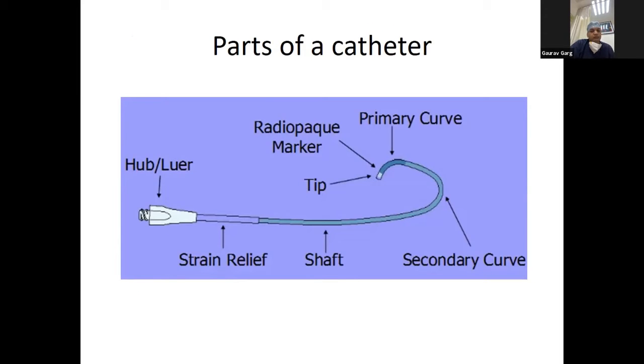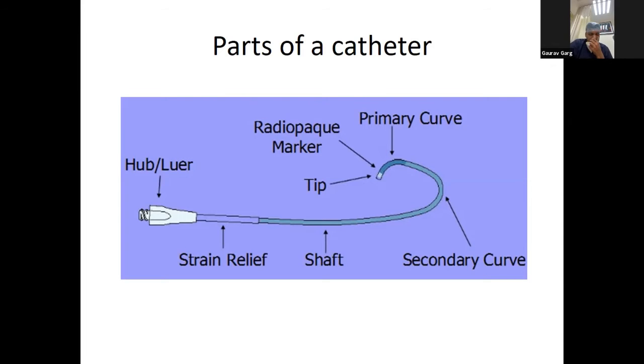So what are the parts of a catheter? The catheter has a hub, a shaft, and a tip, and the curves which are given differently by different manufacturers. The hub is made up of plastic or metal, from where we hold the catheter, and the hub tapers off so that the wire can go easily inside the shaft. The shaft is made up of different materials to give it the characteristics of an ideal catheter. Different manufacturers make it differently with different materials.